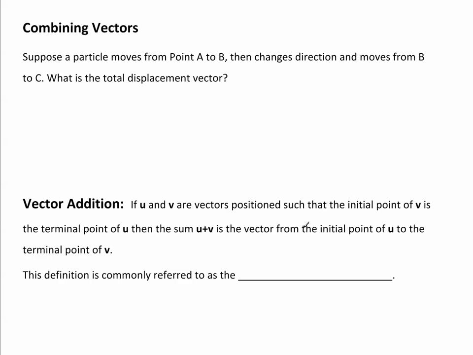Suppose a particle moves from point A, say this is point A, to point B, say this is point B, and then from B to point C. What's the total displacement vector? This brings us to the idea of how we combine vectors.